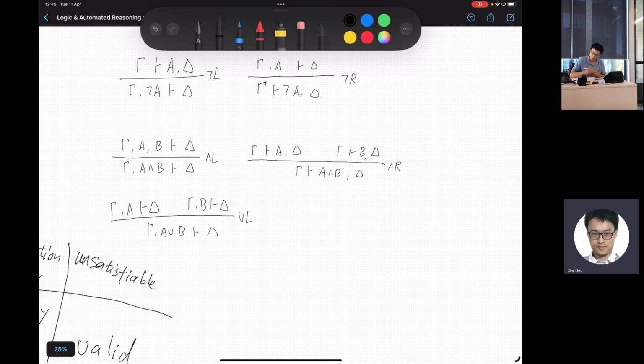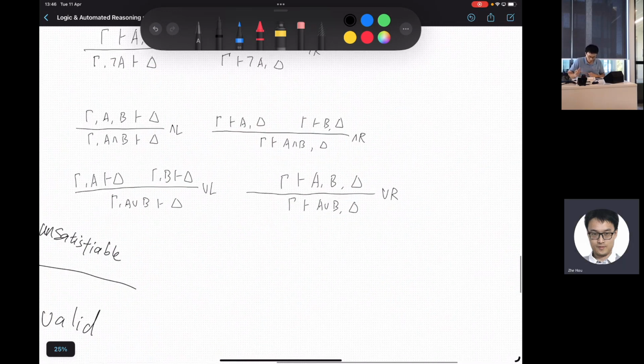It's actually symmetric to and on the right. So everything is very symmetric. So that's what I like about this. Everything is symmetric. And if you have or on the right-hand side, because comma is an or, you simply say that is A, comma, B, comma, delta. And that's symmetric to and on the left.